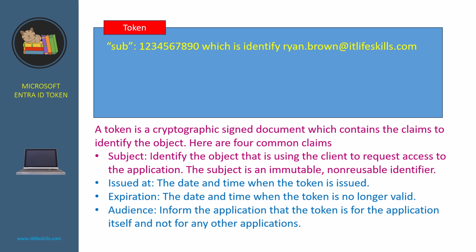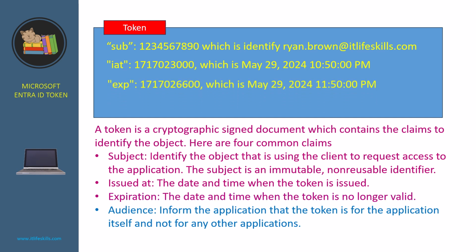The second claim is issued at, which is the date and time when the token is issued. The third claim is the expiration, which is the date and time when the token is no longer valid. And the fourth claim is the audience. The audience is used to inform the application that the token is for the application itself and not for any other applications.